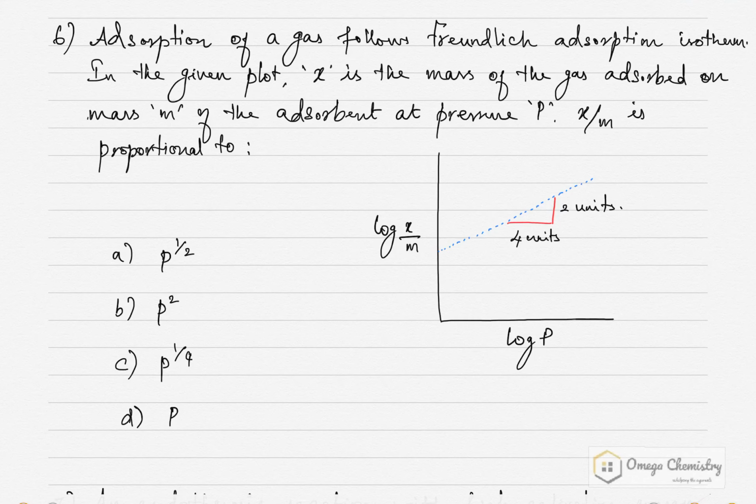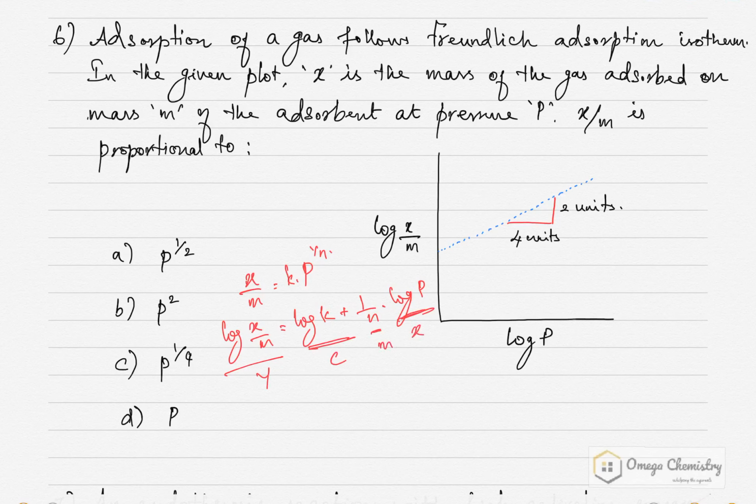Okay, I know that a Freundlich isotherm is like x by m is equal to k into p power 1 by n. Taking log, log of x by m is equal to log k plus 1 by n into log p. I can write like this, and this part looks like y, this part looks like c, this part looks like m, and this part looks like x.